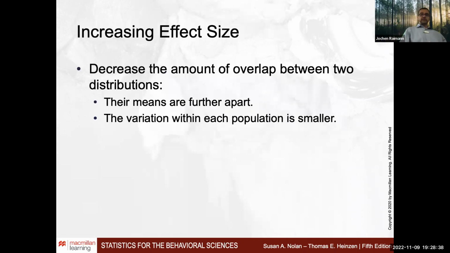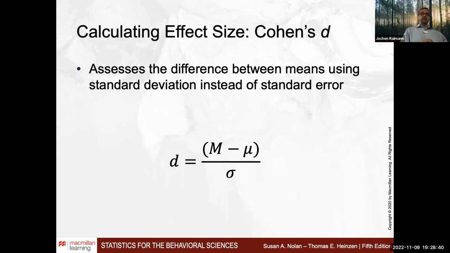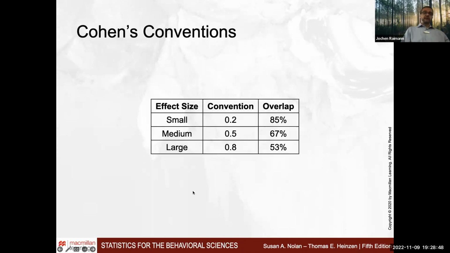So calculating the effect size by calculating Cohen's d, which is mean minus mu divided by sigma, gives you Cohen's d, and thereby the conventions allow you to understand the overlap. I'm flagging this. That overlap basically gives you an idea of how relevant your differences are.